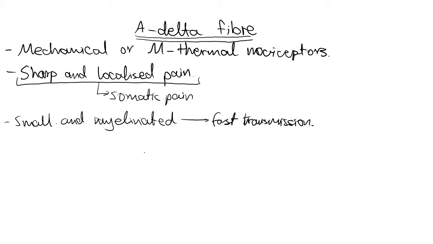So in review, when we look at A delta fibers, we can see that they are responsible for sensing mechanical or M thermal pain, so pain that is associated with either temperature or a mechanical stimulus, such as cutting. They are sharp and localized, which refers to a somatic type of pain. And the actual nerve fibers themselves are small and myelinated, which are both qualities that allow for fast transmission of pain throughout the body.